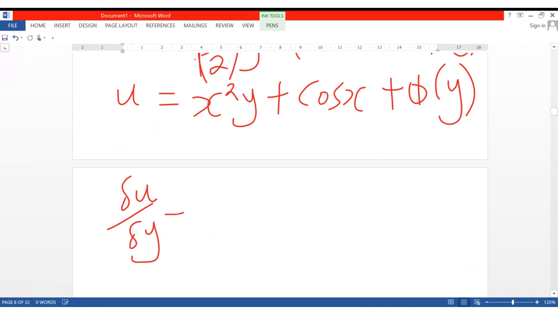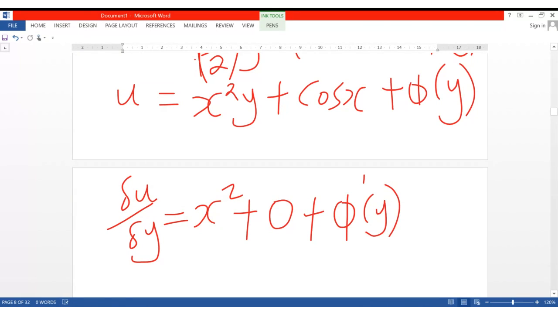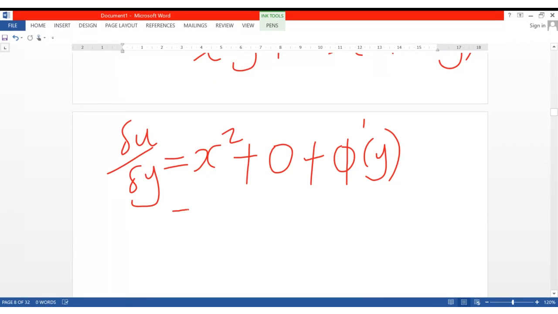What will I get here? x is a constant, so I remain with x squared. I'm differentiating with respect to x, and there's no y, so I'll get 0. Then I'll get phi prime y. You're able to see the same tricks. We get phi prime y every time when you differentiate, so you can easily know when you're going wrong. So here I end up with x squared plus phi prime y.